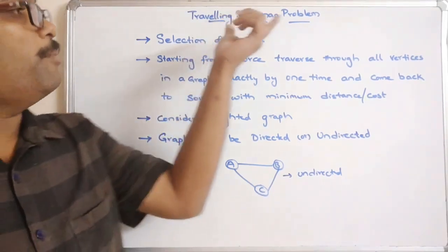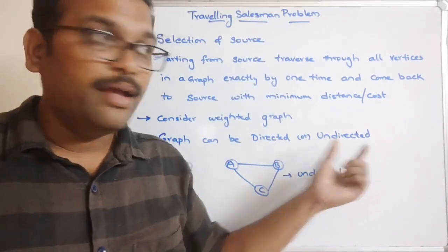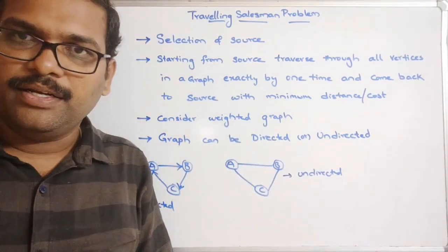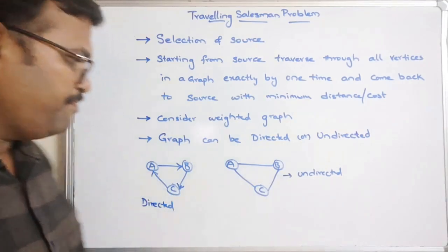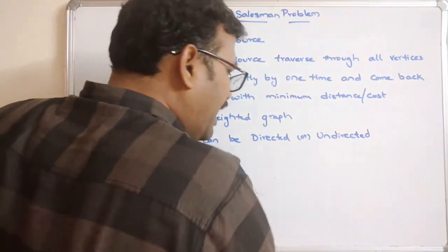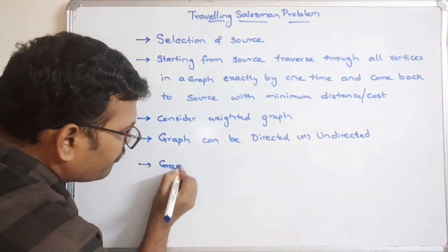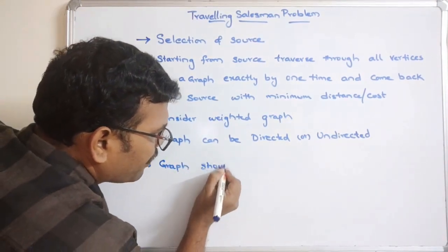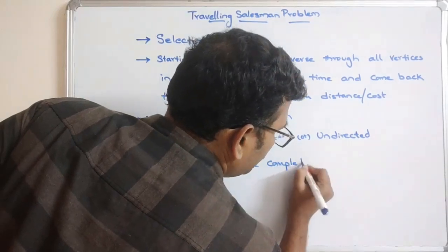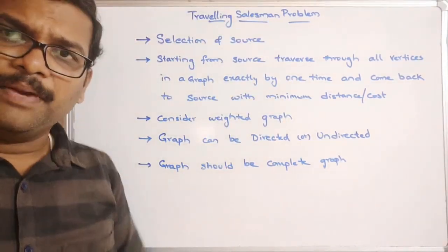So we can work this problem, the traveling salesman problem, on either directed or undirected graphs, but it should be a weighted graph. So for every edge there should be a weight, which represents the distance or a cost. And one more important point is the graph, either directed or undirected, should be a complete graph. So what do you mean by complete graph?